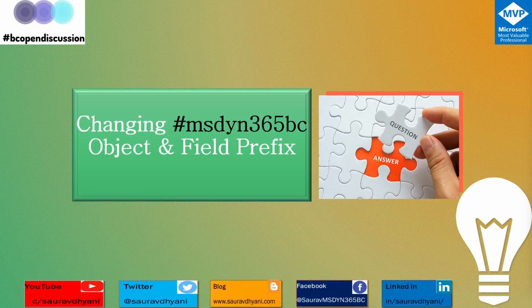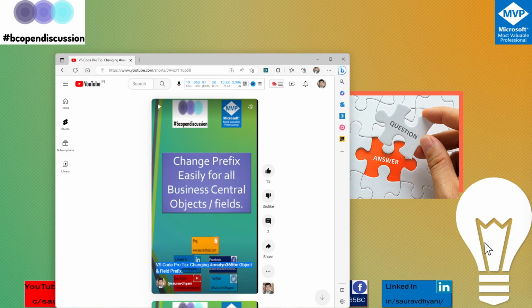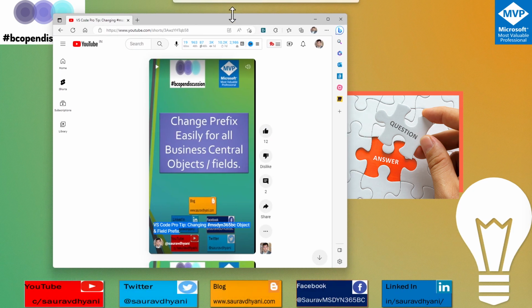Hello all. So today we'll be talking about a question that came from the community on one of my videos, surrounding how you actually change object and field prefix. To be very clear, this came from one of the reels or the shorts, as you call them, on YouTube, where there were some questions around, can I do this or can I not do this? So I thought let's do a detailed video if somebody needs it.